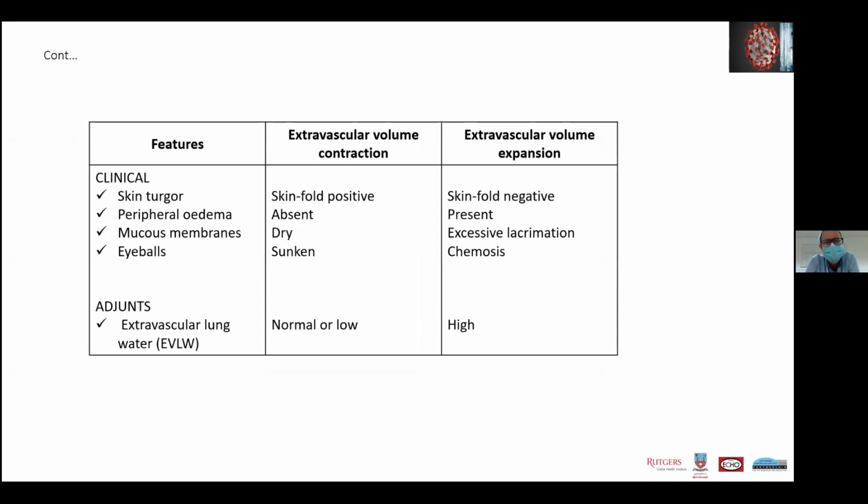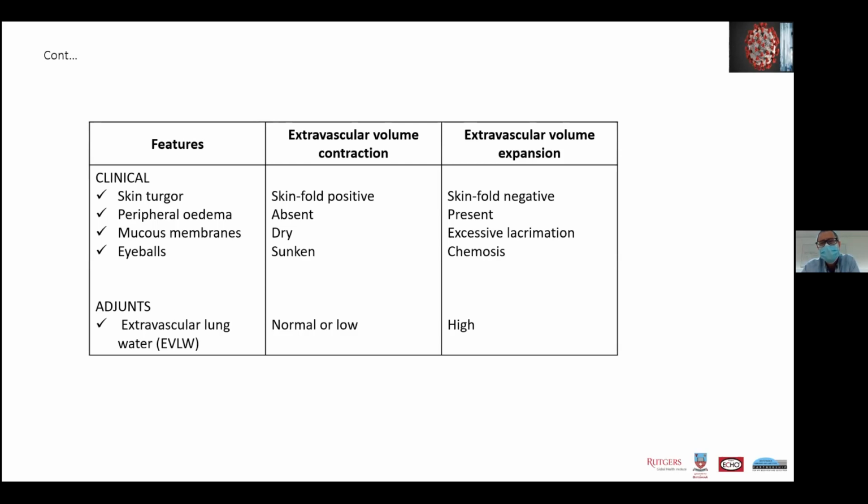Then, regarding the extravascular volume state, when the extravascular volume is contracted, there will be a positive skin fold. It means the skin fold will be there. Peripherally, we won't find edema. It means edema is absent. You will find dry mucous membranes and sunken eyes. And with adjuncts, we are not going to talk because it's a very advanced technique.